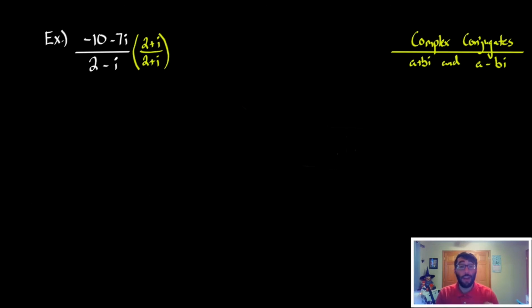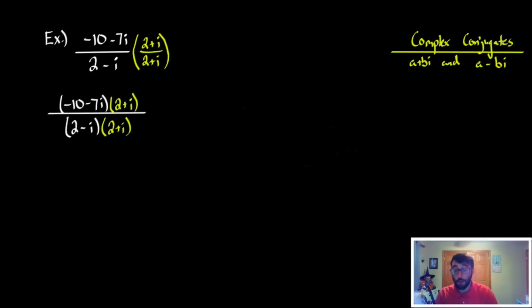So 2 minus i's conjugate is 2 plus i. Just like if I said -4 minus 5i, its conjugate would be -4 plus 5i. We only change the sign of the imaginary part. So now this becomes a big multiplication problem.